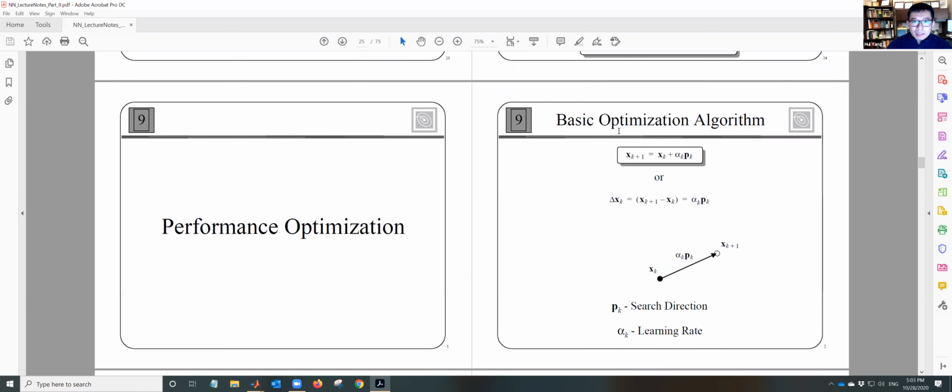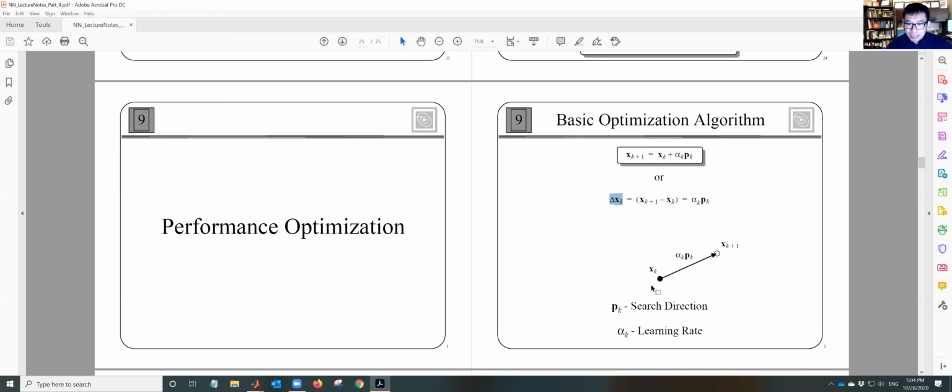Now we have basic optimization algorithms. The first one is called gradient descent. Gradient descent, also called hill climbing. At a particular location xk, you want to change your direction a little bit with alpha k as the learning rate and along the direction pk. And then you come to a new location xk plus 1.